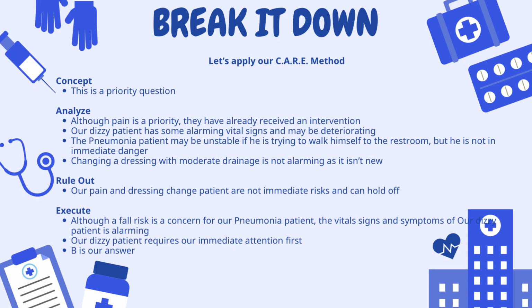Now let's apply our CARE method to find our answer. Concept: this is another priority question. Analyze: the pain patient has already received intervention. The dressing drainage is not new or alarming. The pneumonia patient may be a fall risk, but the hypotensive patient has dangerous vital signs and signs of poor perfusion. Rule out: the pain and dressing patients can wait. Execute: the patient with hypotension, dizziness, and clammy skin requires immediate attention first. That patient is the priority.